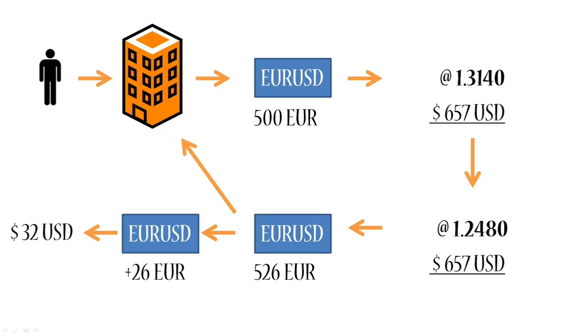You go to a broker, you borrow 500 euros, you sell them at 1.3140 for 657 US dollars. You hold on to your 657 US dollars until the price for euros drops. You use those $657 to buy back euros at the new lower price of 1.2480. You get 526 euros in return. You return 500 euros to your broker. Your profit is 26 euros. Because your account is in US dollars, you convert your euros back into US dollars and you have 32 US dollars of profit. So that's in a nutshell how short selling works.